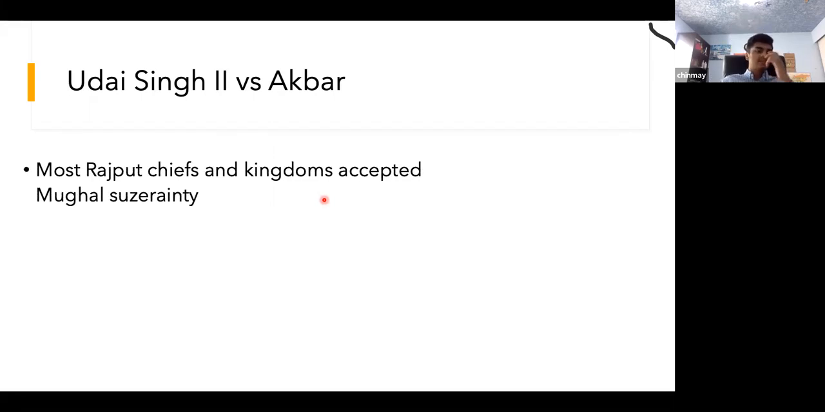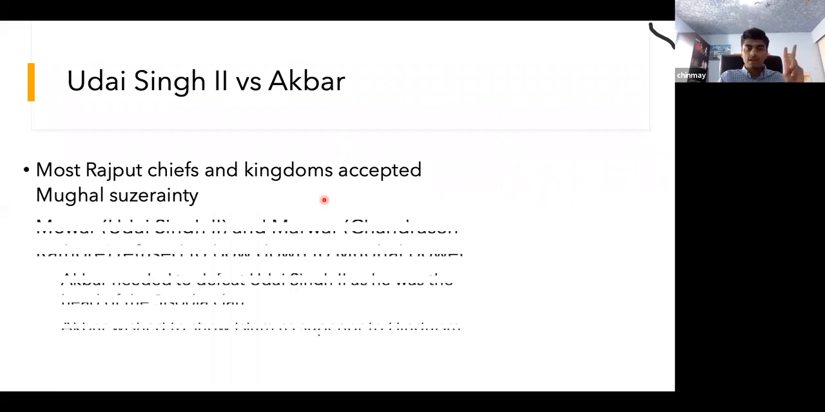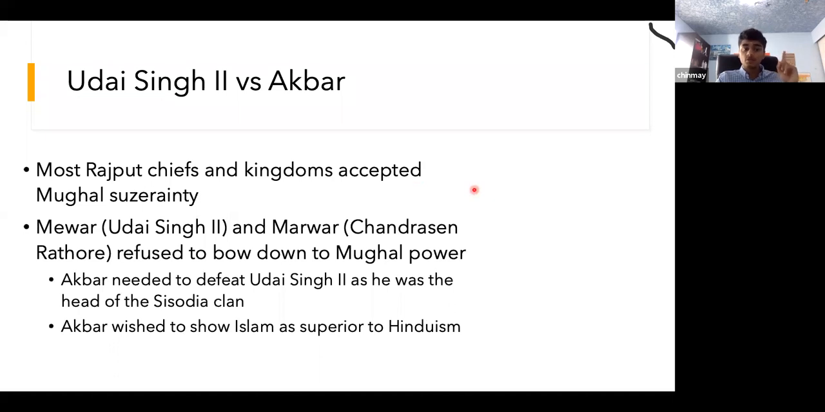So unfortunately, during this time, most Rajput chiefs and kingdoms, despite their honor, despite their dignity, despite their values, put their values and principles aside, and they bowed down to Mughal strength, Mughal dominance. So the Mughals had a lot of influence over Rajputana. The two main Rajput kingdoms, Mewar and Marwar, were different. Mewar was ruled by Uday Singh, the person we're talking about right now. Marwar was ruled by Chandrasen Rathore. They both refused to bow down to Mughal power because they were still proud Rajputs. They still held on to the Rajput values and the Rajput code.